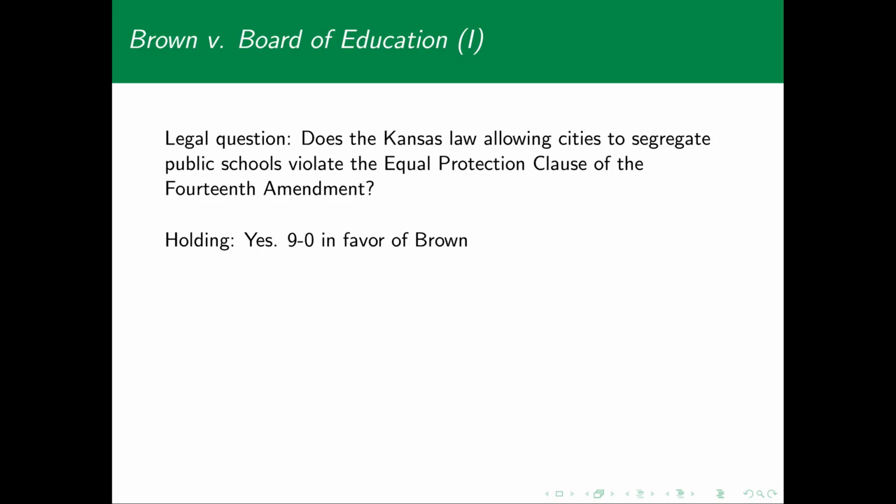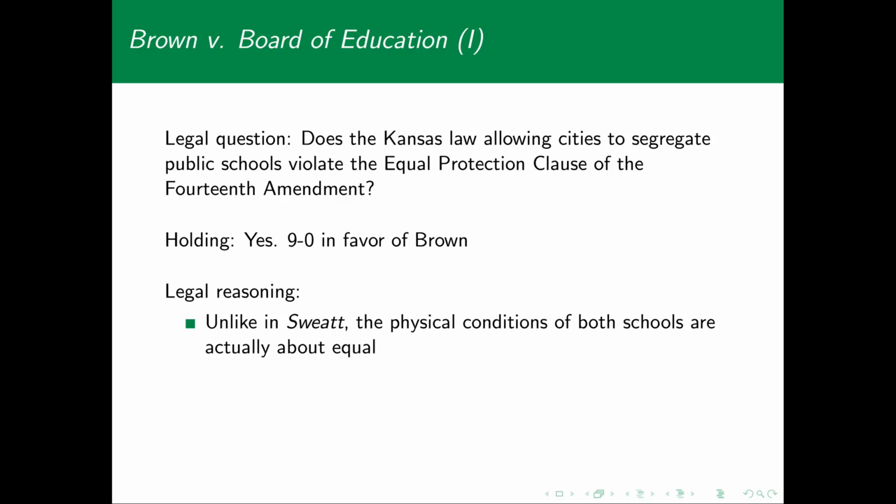The reasoning here is that, look, in Sweat we said the physical conditions were unequal and therefore this violated equal. Here in Brown, the physical conditions are pretty good. They're both equal, right? The black school has equal books, equal teachers, all that type of thing. So it is pretty equivalent to the white school. So we're not making the same argument here in Brown that's being made in Sweat. Something else is going on. So they're saying we're not going to decide based on tangible inequality. Instead, they have to look to the effect of segregation itself on public education.